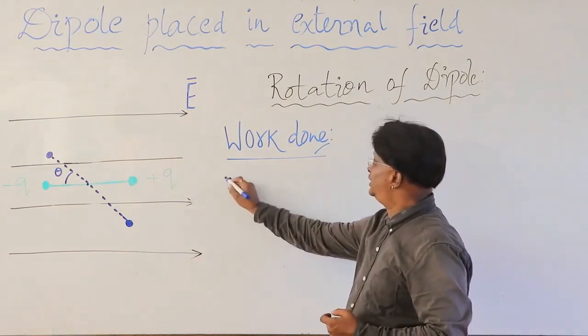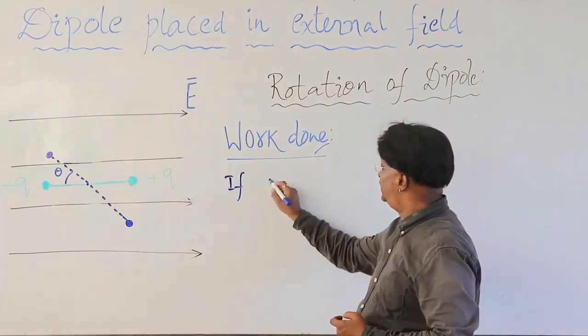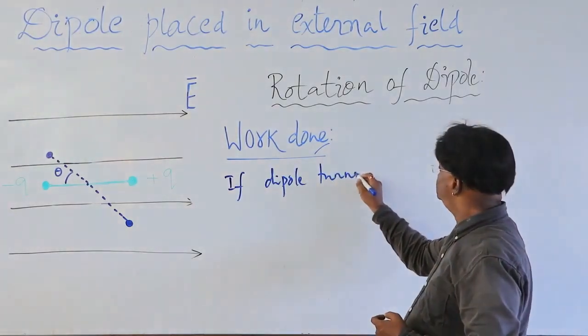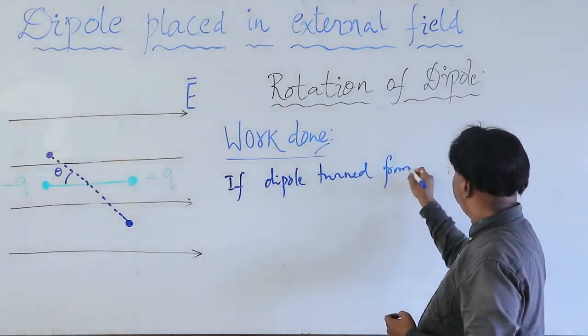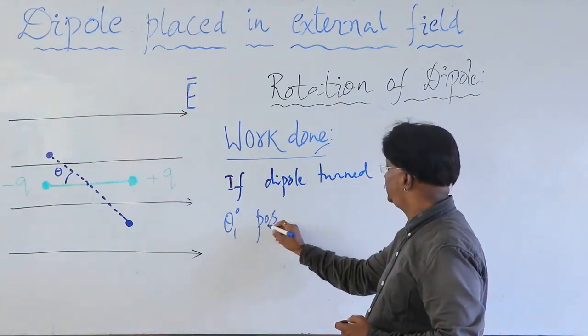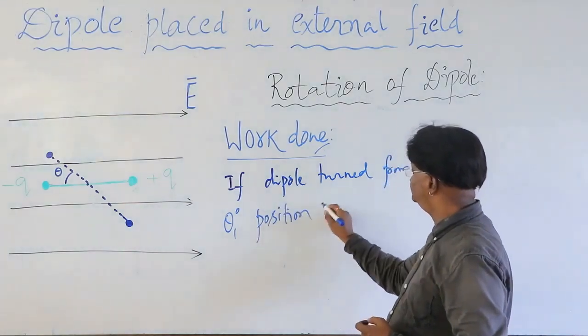Therefore, now I am writing the given situation: if the dipole is turned from theta 1 degree position to theta 2 degree position. So this is the situation.